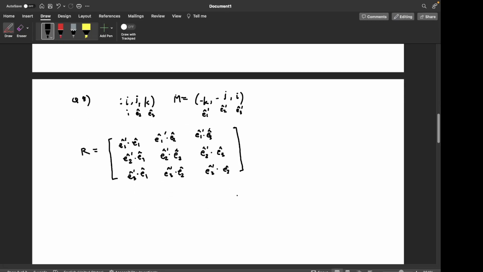Now we have the values of E1, E2, E3 and E1 prime, E2 prime, E3 prime, right? So what we can do, oh wait, I think this got erased. This is F. So let's just quickly compute these dot products.